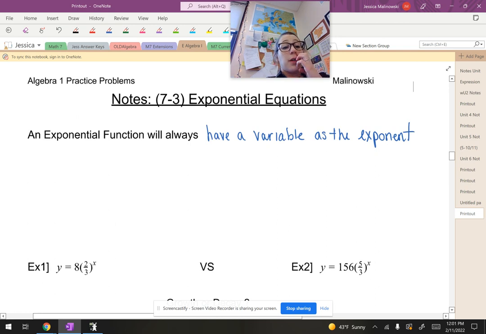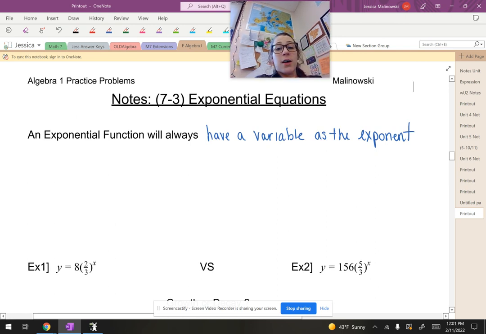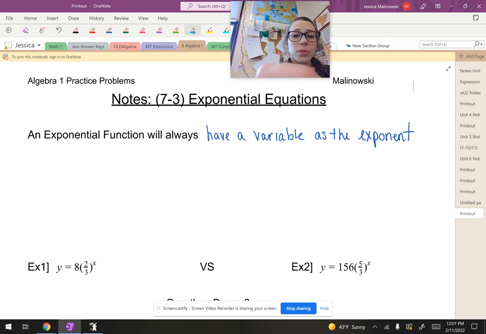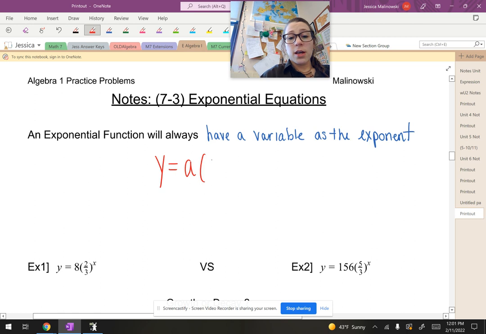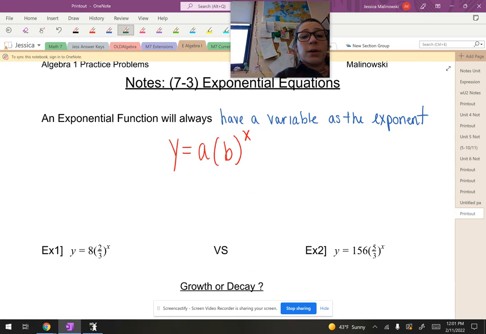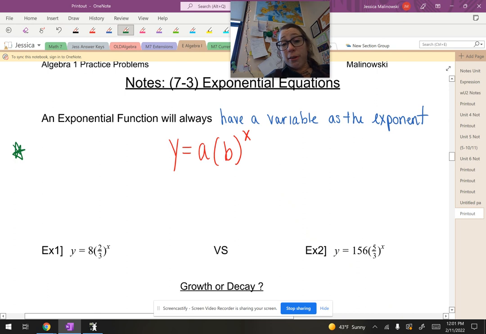So just like with linear equations, we have the equation y equals mx plus b. Exponential functions have an equation as well. The equation that you're going to want to memorize for exponential functions is y equals a times b raised to the x power. Just like with y equals mx plus b, when we write that equation, all pieces don't get filled in. We only fill in the m for the slope and the b for the y-intercept.